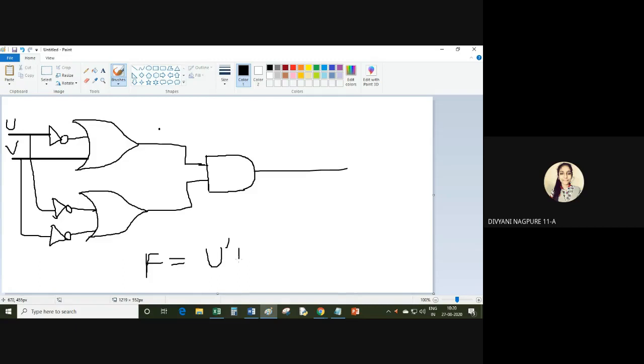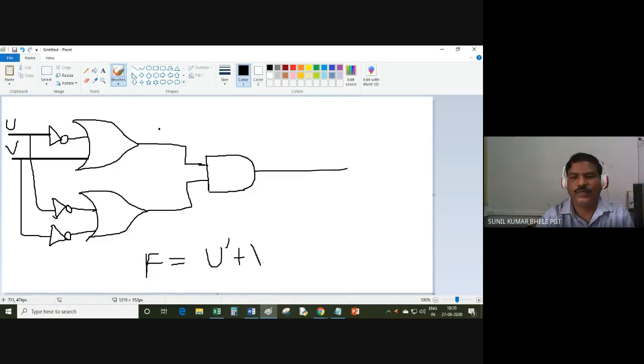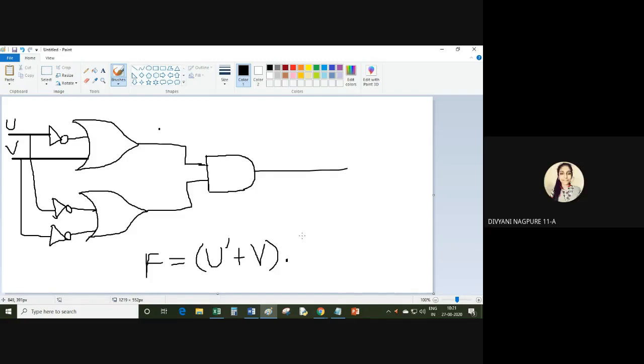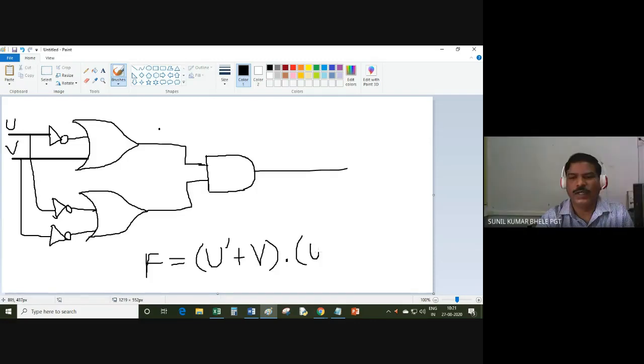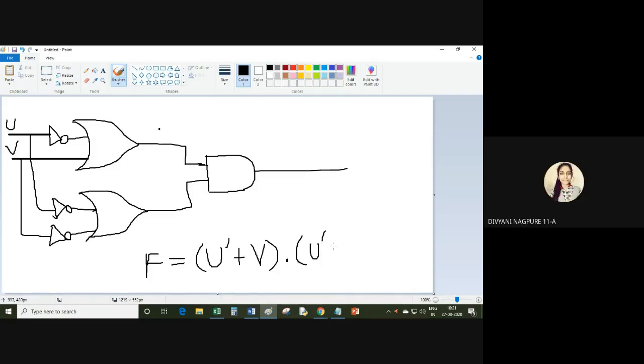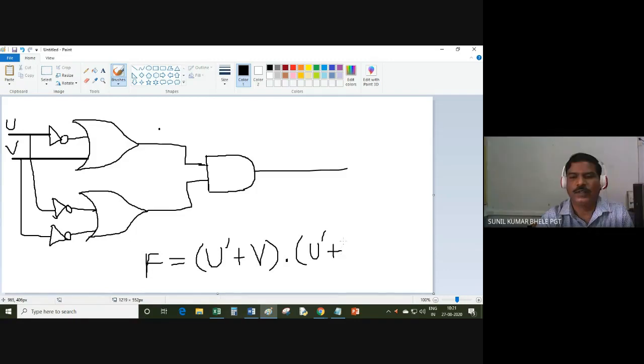Plus V. Dot. Okay, so I have to put the whole expression in brackets because otherwise it will look different. So I am putting all this expression in brackets and then dot U dash plus V dash. Very good, Divyani. It is absolutely correct. So this is the equivalent Boolean expression.